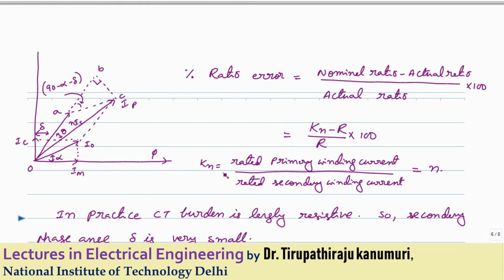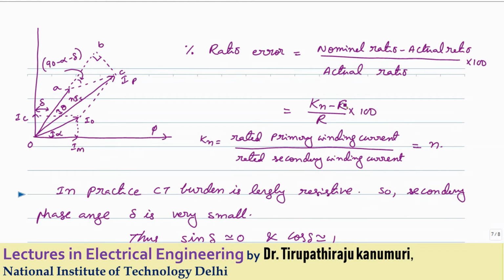What is this nominal ratio? Nominal ratio is rated primary winding current divided by rated secondary winding current. This is nothing but equal to the turns ratio, so that is equal to n. So when I am substituting there, this becomes (n minus R) divided by R into 100.